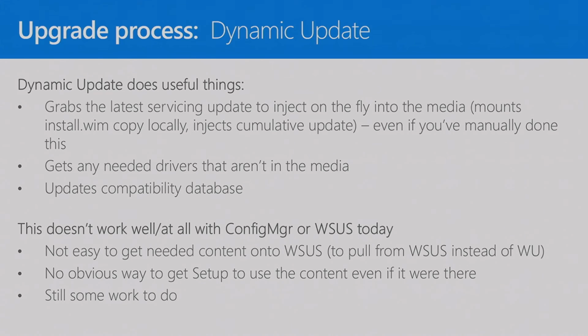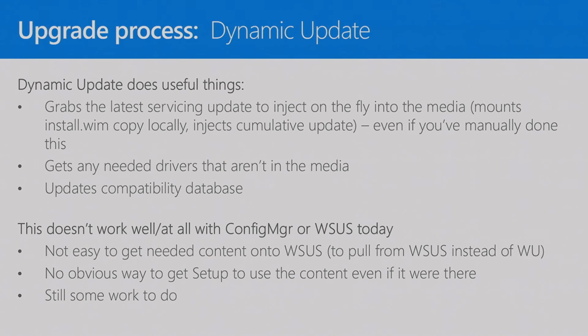Dynamic update is a process that's used as part of the upgrade process to get the latest and greatest from Windows Update. That would include drivers that we just talked about. That also potentially includes an updated cumulative update, maybe not the latest cumulative update, but one that's been targeted specifically to improve the upgrade process. And it will download updated compatibility information for the apps and drivers that would be present on your PCs. So dynamic update overall is generally a good thing, but it doesn't work in all scenarios.